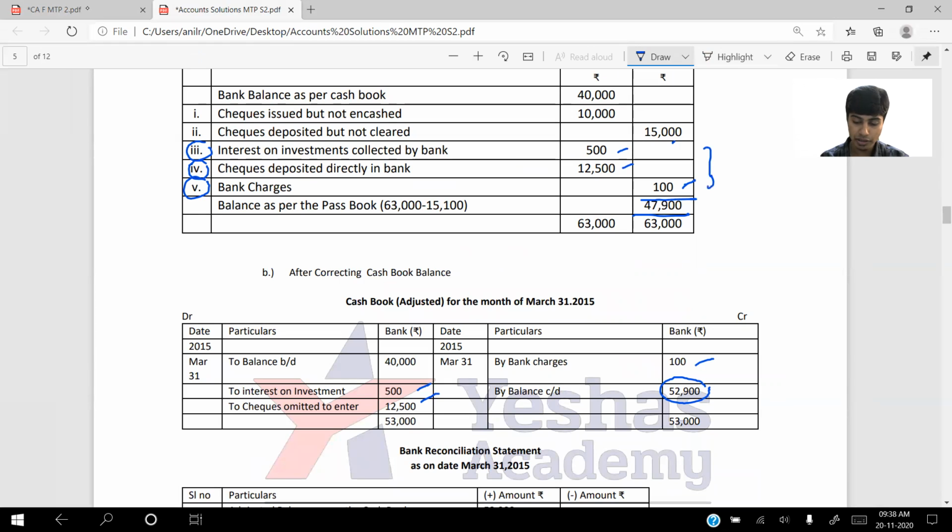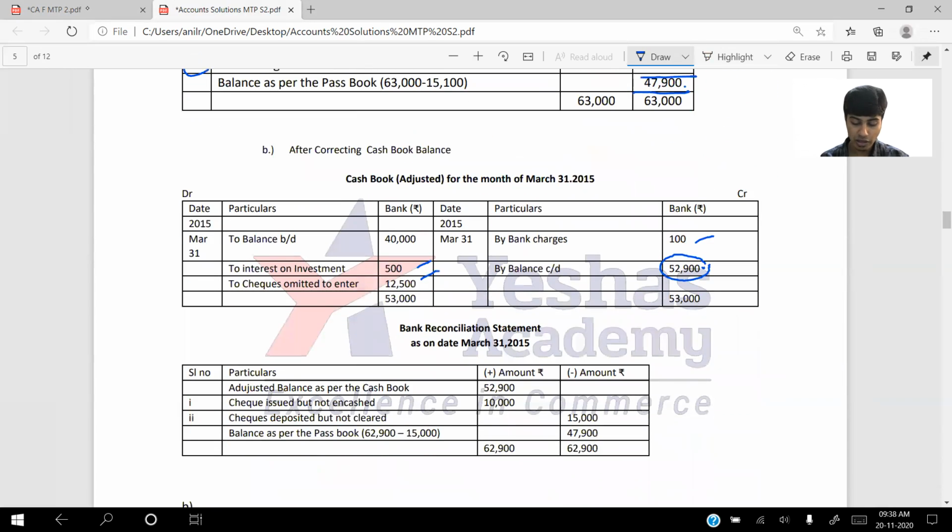So this 100, 500, 12,500 will come in adjusted cash book. Then I'll revise this. This 52,900 will be taken in this place, and then I'll add this 10,000. Have a look. Add this 10,000, subtract 15,000, because these are timing differences. They are arising because of time, and then it will be 47,900 only. Same thing, but the presentation becomes a little different.